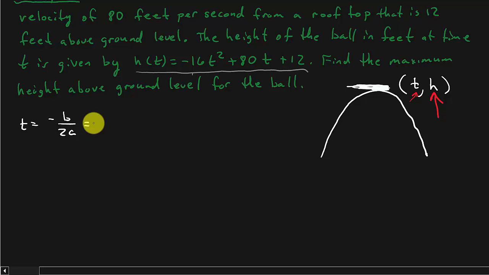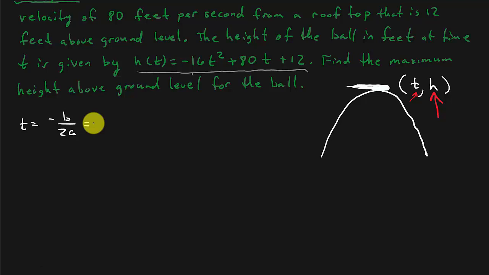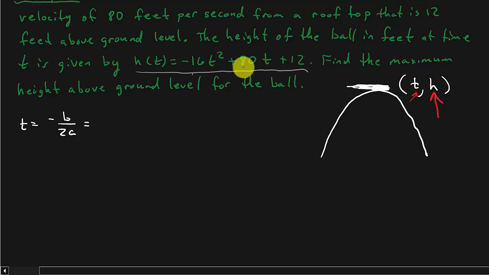Right? I'm just finding the vertex of the parabola. In this case, this parabola opens downward, and I'm finding the maximum. That's the vertex. When a parabola opens downward, you find that vertex, that's a maximum. And in this case, b is 80, so that's negative 80 over 2 times negative 16. And that is going to be, put that in your calculator, you get 2.5.